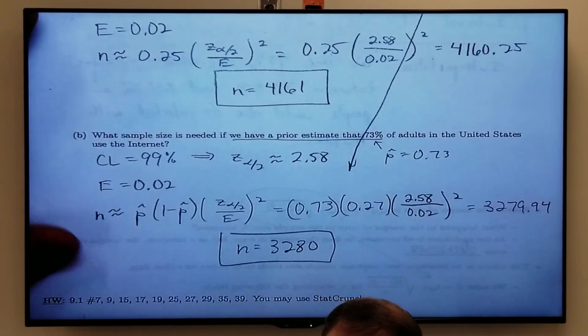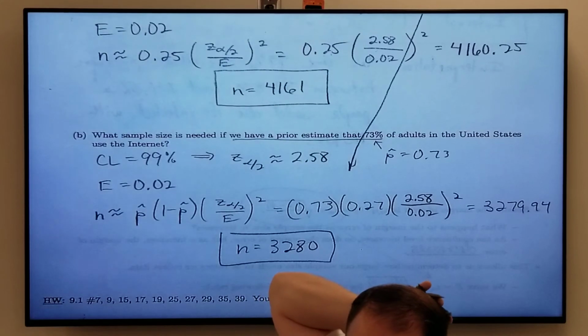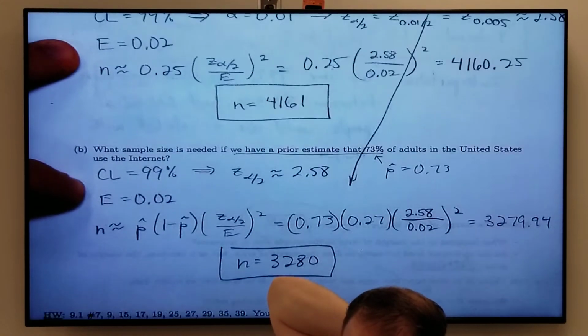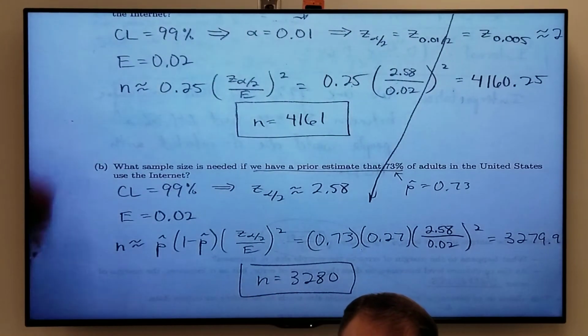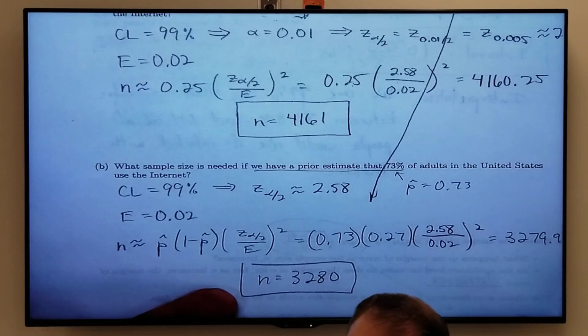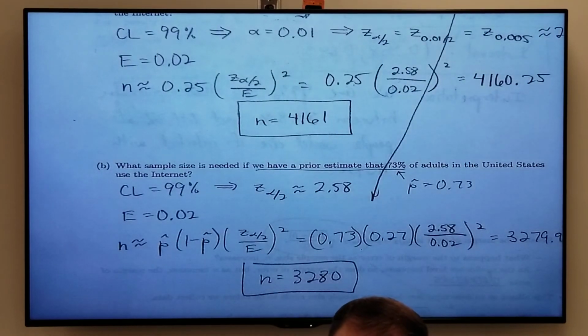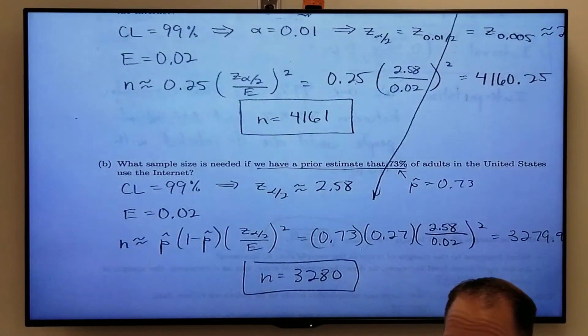And that's it for that. Notice that, again, your confidence level is the same and your margin of error is the same. What's different is that in part B, you had a little bit more information. You had a prior estimate. And consequently, your sample size didn't need to be quite as big. So you could get away with a slightly smaller sample size, which is probably good for your budget.